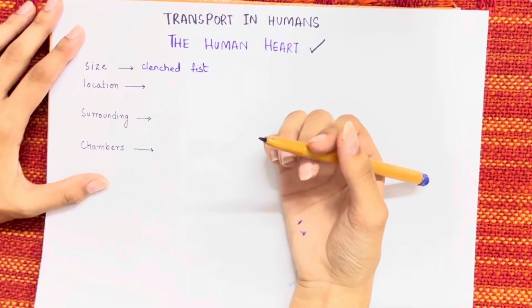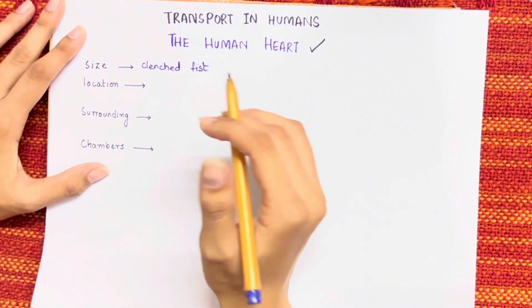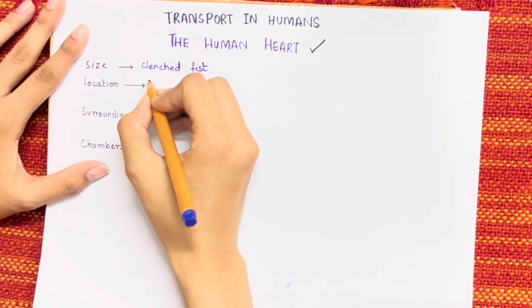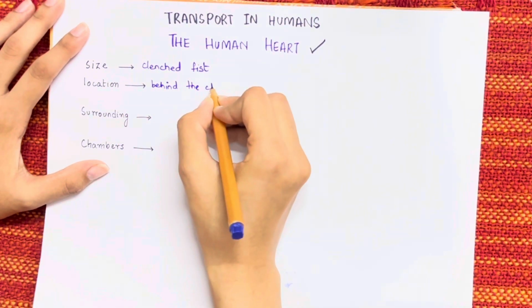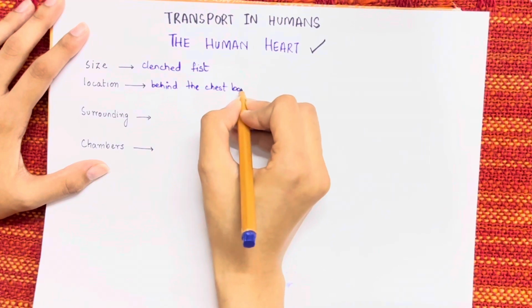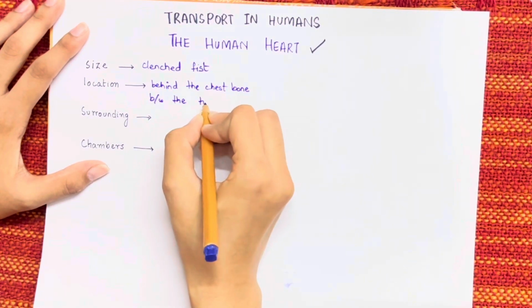Next, where is it located? When you talk about the location of the heart, it lies in the thorax behind the chest bone and between the two lungs. So, behind the chest bone, and also between the two lungs.